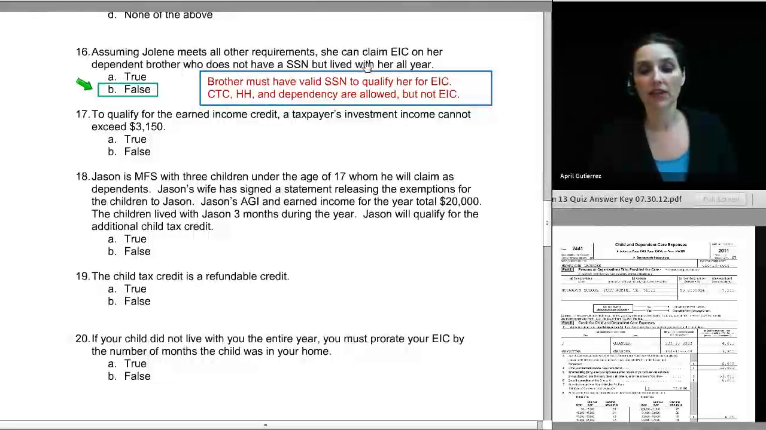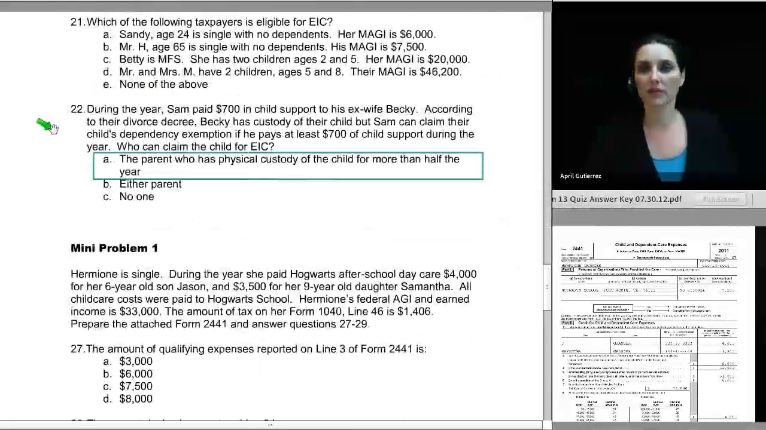Now again, you have to be looking at the credit in description here. EIC requires a valid Social Security number. However, the child tax credit, head of household filing status, and the dependency exemption are not tied to legal residency in the United States or issuance of a valid Social Security number. So as long as a child lives with you as a member of your household inside of the United States, that individual could qualify for the child tax credit, head of household filing status for you, and dependency, but never the earned income credit. The next question in line is question number 22.